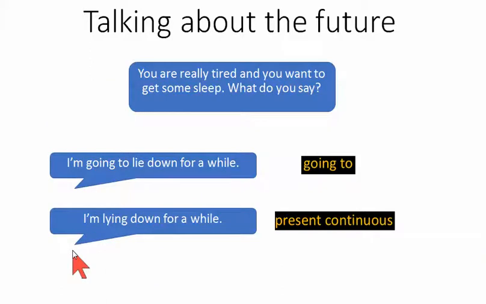Talking about the future. You are really tired and you want to get some sleep. What do you say? Going to or present continuous? I'm going to lie down for a while is the correct answer. Why? Because that is your plan. Nobody else is involved. It's not an arrangement, so it's not present continuous. It's your plan and you're going to do it alone. So, I'm going to lie down for a while. That's what I'm going to do.